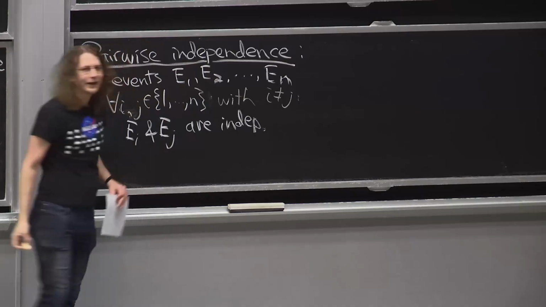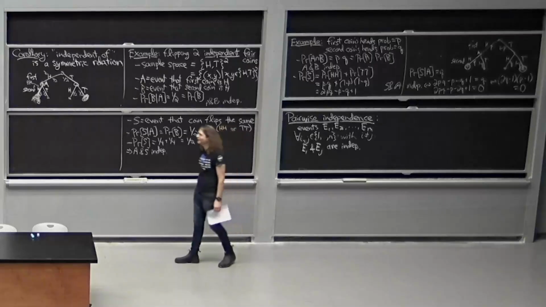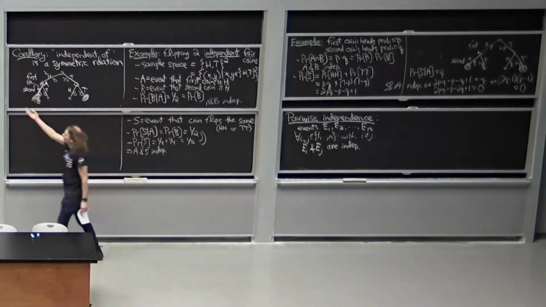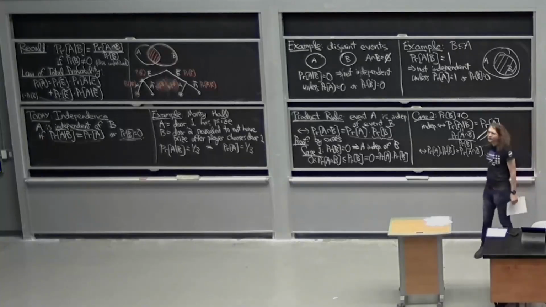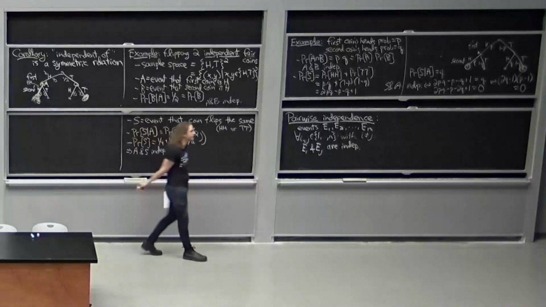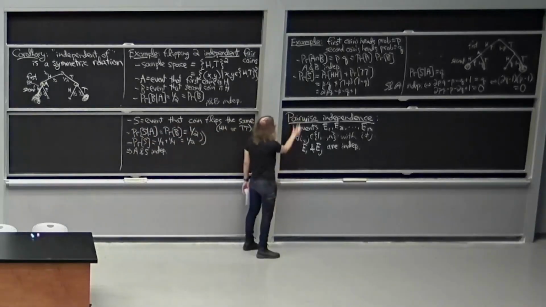Of course, Ei and Ei are not independent. That's one of the overlapping cases. So Ei is not going to be independent from itself, but it should be independent from all the others. This would be the natural pairwise definition.